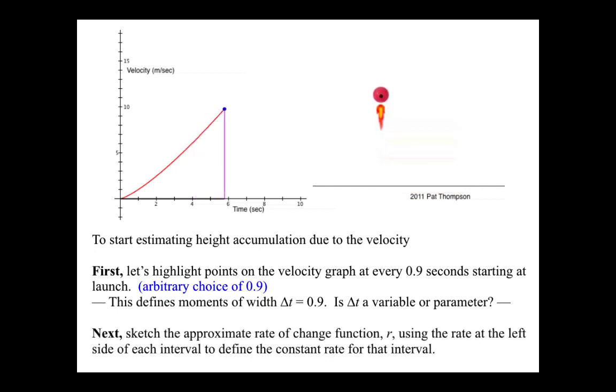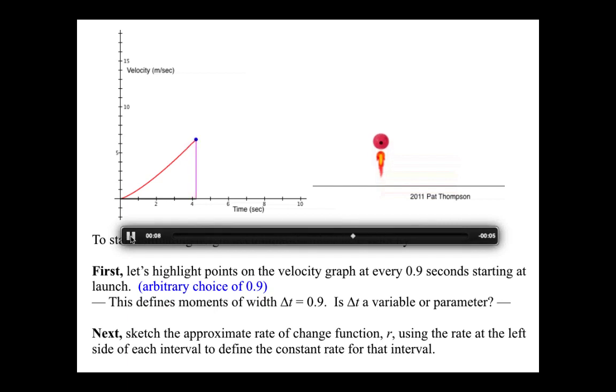What I'd like you to do, just thinking about this, is sketch an approximate rate of change function using the rate at the left side of each interval to define the constant rate for that interval. It says that, but rather than having extra pieces of paper, trying to save a little paper, what I'm going to pass out to you is one that has it already done. But let me just pause and do this.